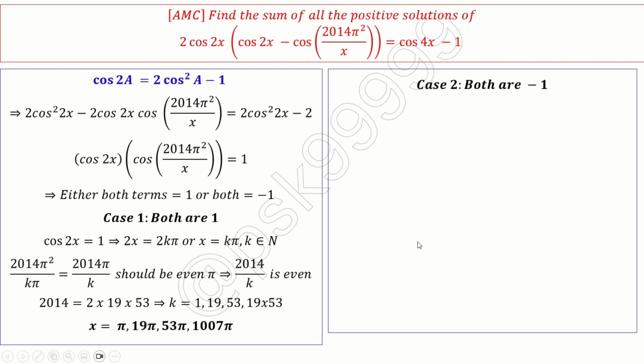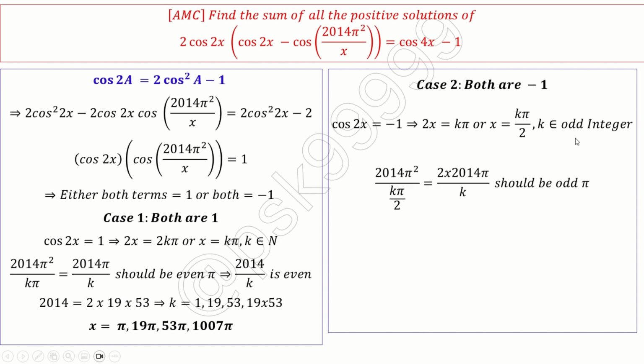Now let's take case 2. Both are minus 1. So cos 2x equals minus 1, or 2x equals k pi, where k can be any natural number. So x is equal to k pi by 2. k has to be an odd integer, that's the only possible solution. Otherwise, you will get plus 1. You substitute in 2014 pi squared by (k pi by 2), which equals 2 into 2014 pi by k. This should be odd pi. Only then you have a solution.